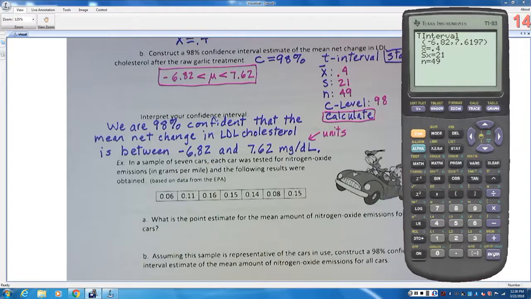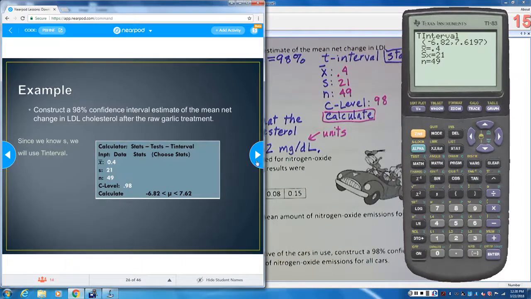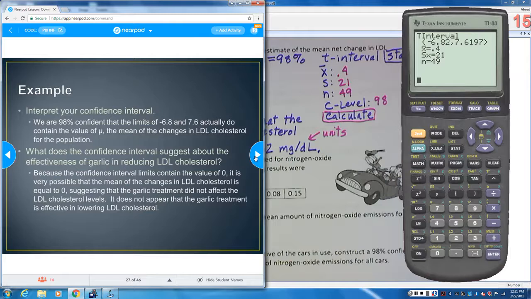All right, and we'll look back at the slideshow here. So we interpret our confidence interval. On the slideshow, there's just an extra question that's not on your notes. So let's look at that.